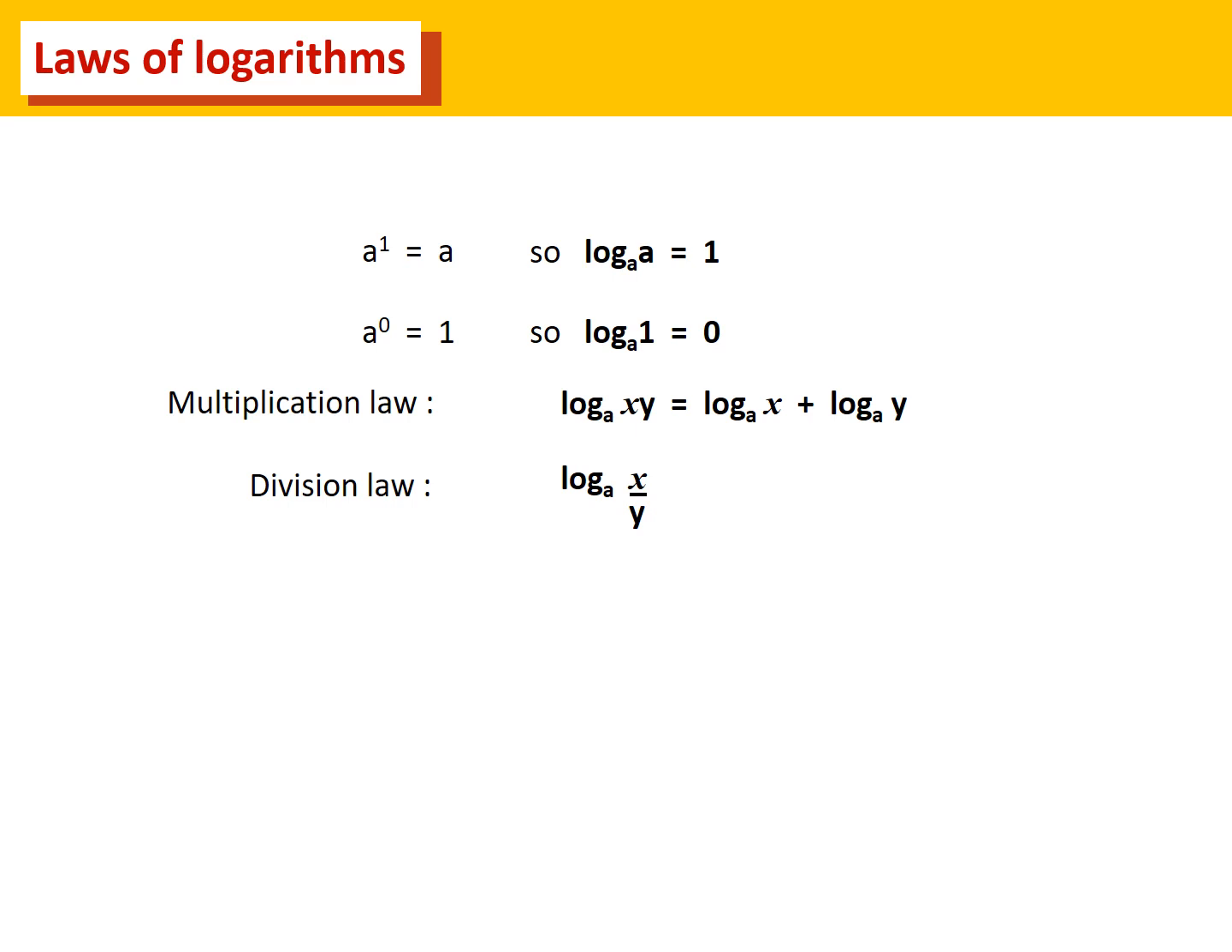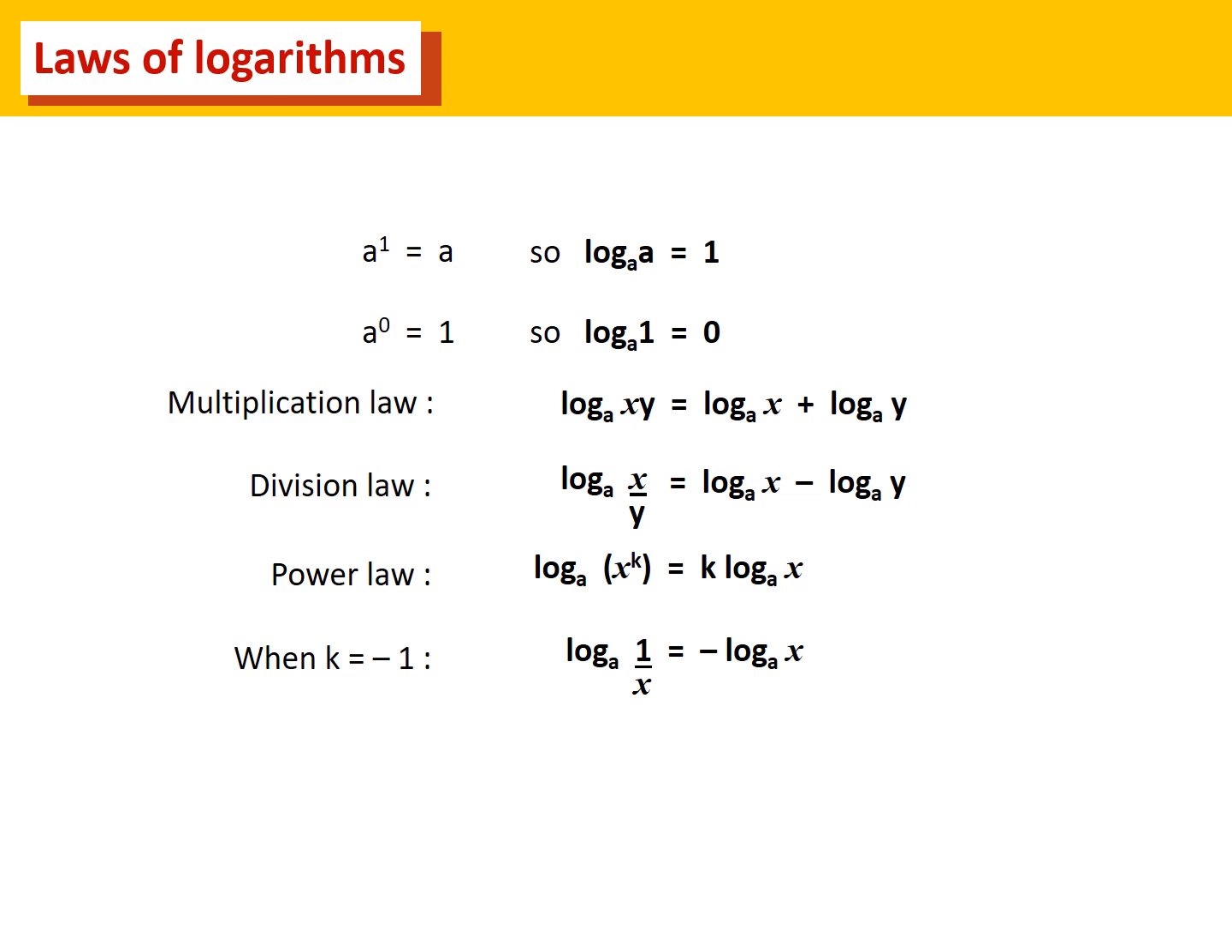The division law, the log of two numbers divided by each other is the log of one subtract the log of the other. The power law, the log of something to a power, we can bring the power down to the front and write it as k times the log of the number. And particularly when k is -1, that'll be x to the power of -1, which is 1 over x. So the log of 1 over x is the negative of log x.